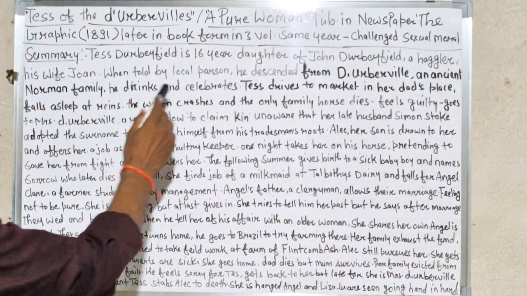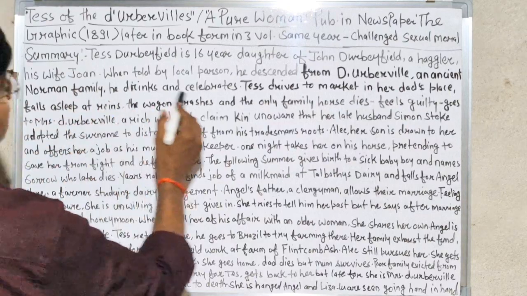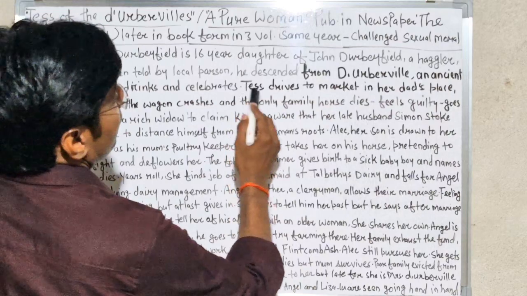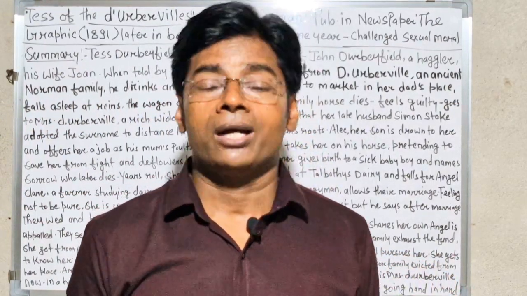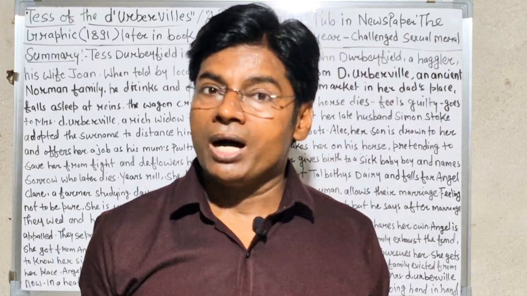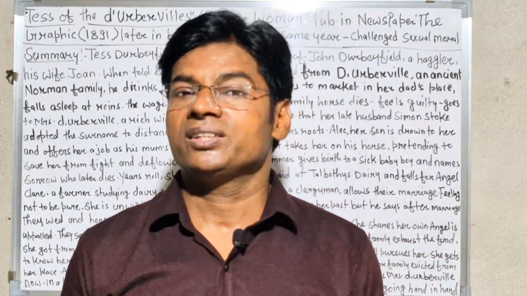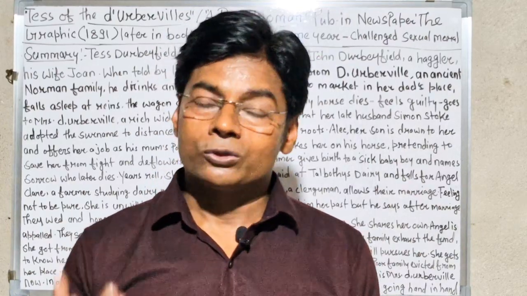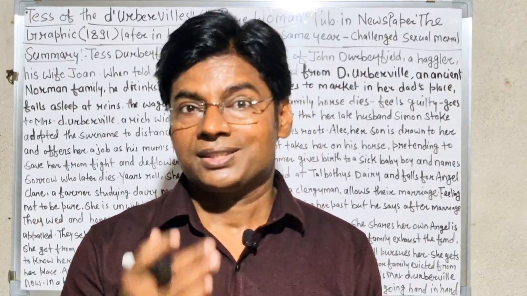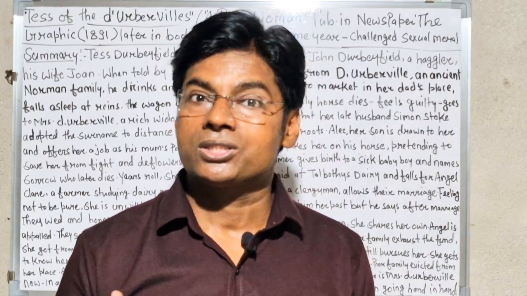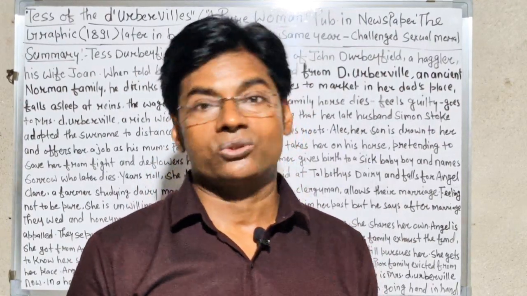See, he descends from the D'Urbervilles, an ancient Norman family. He drinks and celebrates. Tess drives to market in her dad's place. So see, Tess's father gets drunk. Now he cannot go to the market. He cannot drive the cart or the wagon drawn by the horse to the market. Why? Because he's drunk and is celebrating. So being the eldest sibling, Tess, a 16-year-old girl, decides to go to the market to do the work in the place of her father.